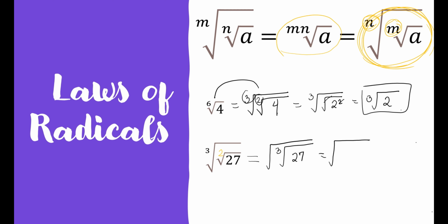And 27 may be written as 3 cubed because 3 times 3 times 3 is equal to 27. Now using the first law of radicals, we may cancel this out and then 3 will remain. So the cube root of the square root of 27 is equal to the square root of 3.